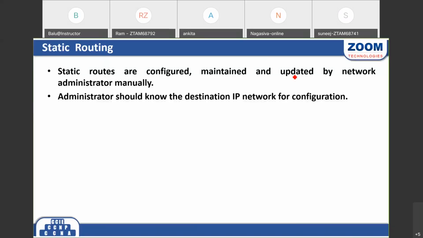IP routing. In the last session, IP routing was started. IP routing is a process of forwarding traffic from one network to another network. IP routing is a process of moving IP packets from one LAN to another LAN.